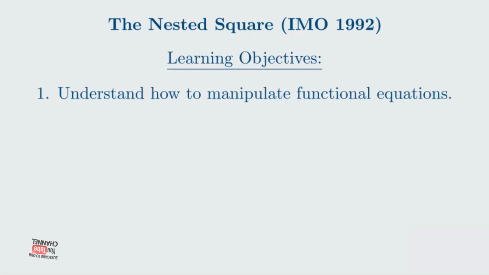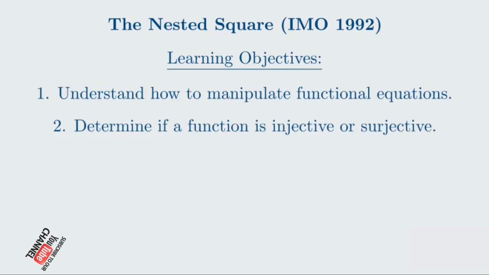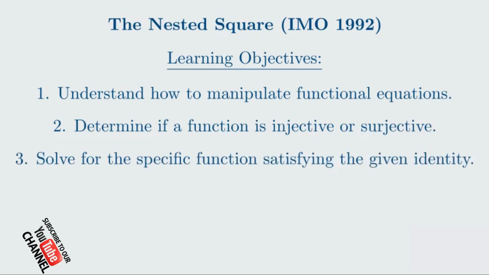Hello. Today we are going to tackle a classic problem from the 1992 International Mathematical Olympiad, often referred to as the nested square. Our learning objectives for today are, first, to understand how to manipulate functional equations. Second, to determine if a function is injective or surjective. And finally, to solve for the specific function satisfying the given identity.